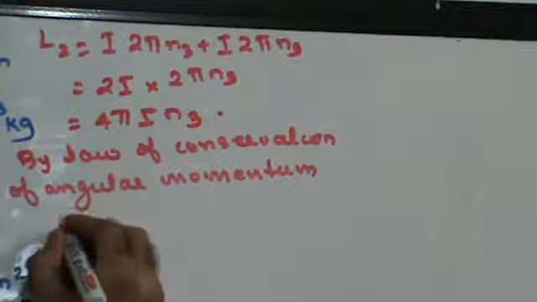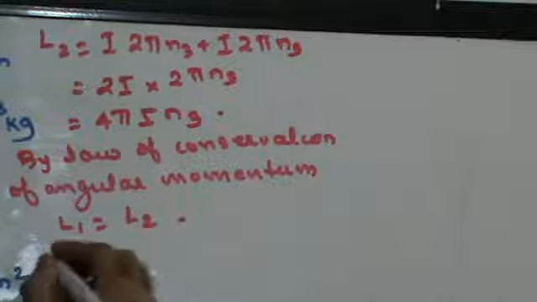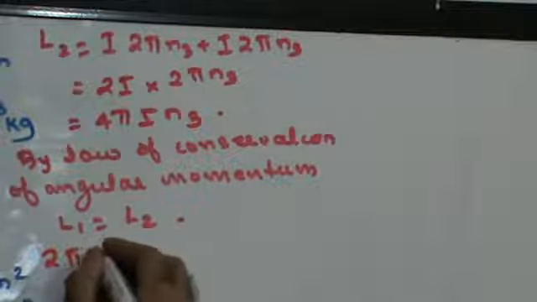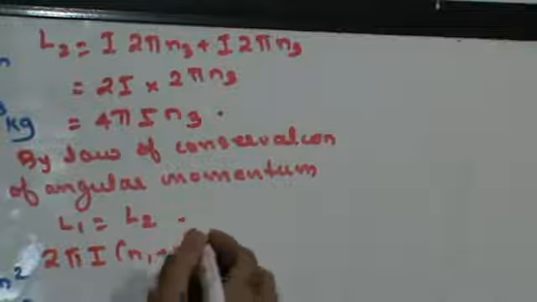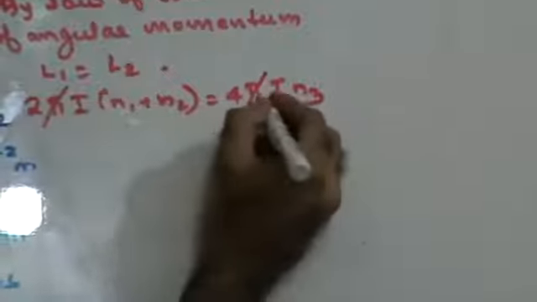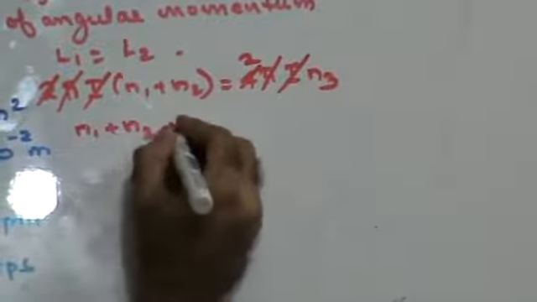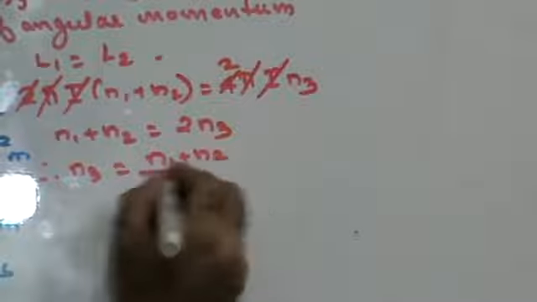Now, by law of conservation of angular momentum, L1 should be equal to L2. That means 2 pi I into n1 plus n2 should be equal to 4 pi I n3. Pi and pi gone, I and I gone, 2 1s are, 2 2s are. So I'll get n1 plus n2 should be equal to twice n3. Therefore n3 will be equal to n1 plus n2 upon 2. You have the value of n1, you have the value of n2, you should substitute and get the answer. The answer should be 300 RPS.